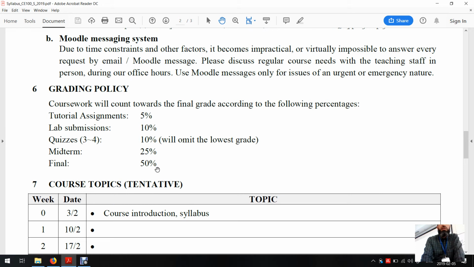Midterm 25% and final 50%. As I said, 50% will probably have 10% for lab final exam and 40% for written final exam.